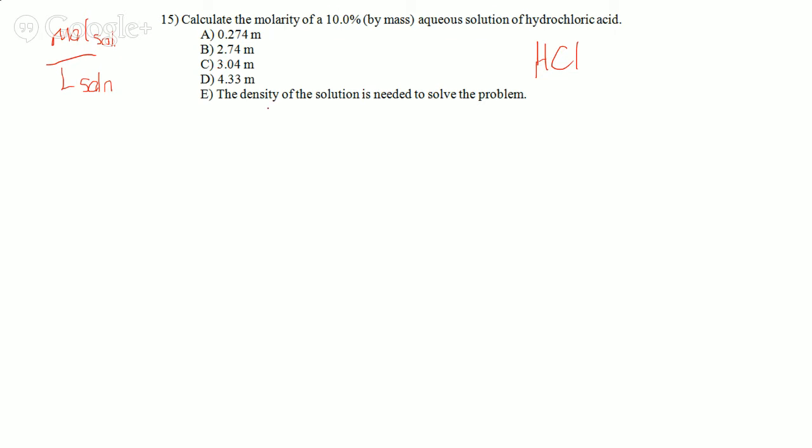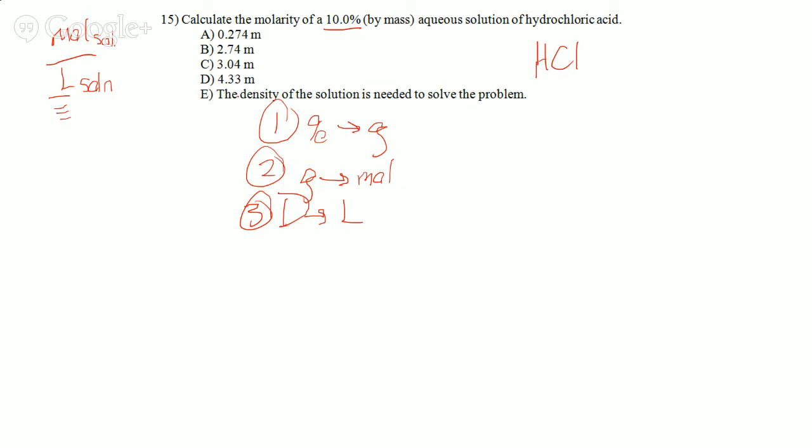I got percentage by mass, so I can get grams from that, and if I got grams, I can get moles, but how do I get liters? In order to get liters, you would need the density, right? The third step would be to use the density to get the amount of liters, but you don't have the density, so we can't do that step. So 15 would be choice E. The density of the solution is needed to solve the problem. Can't do it.